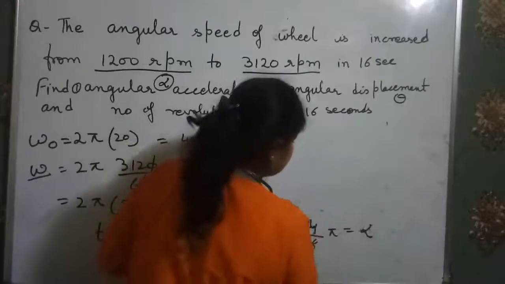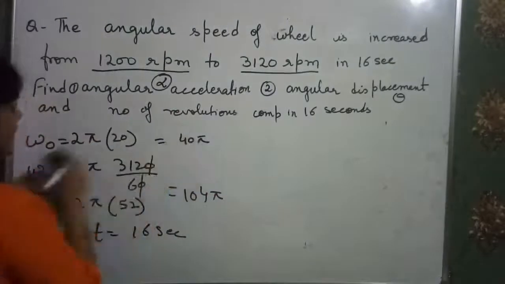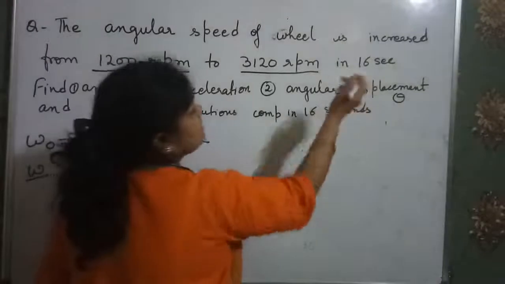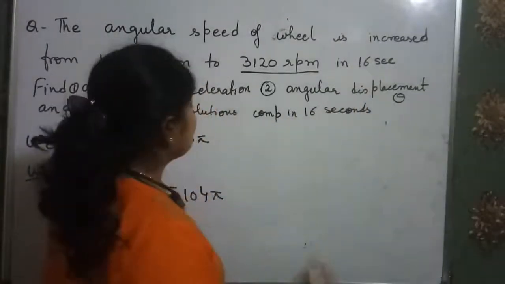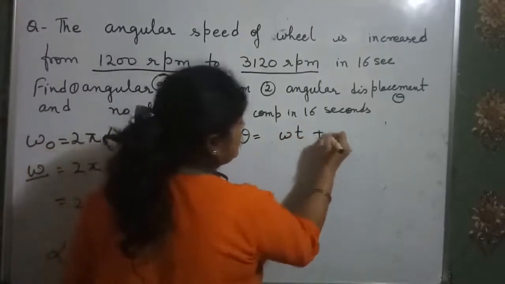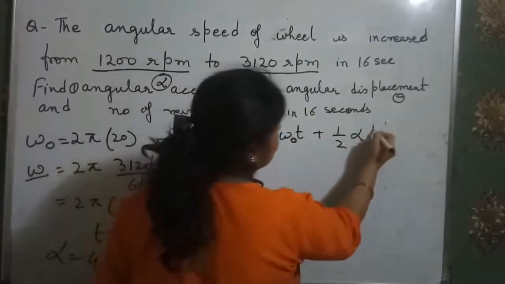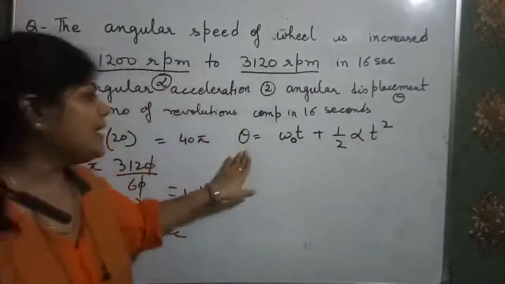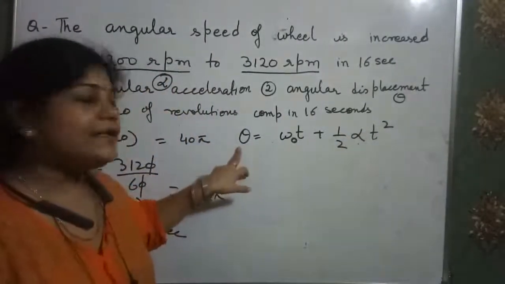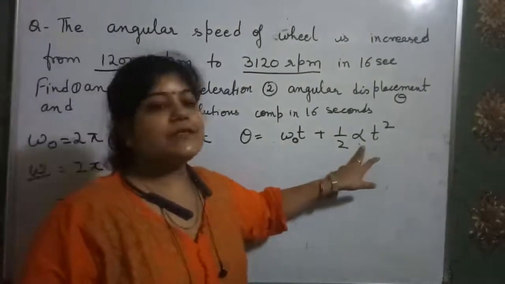Now the next thing which we have to find, so the value for angular acceleration is 4 pi. Now angular displacement, which is theta. Now we have the equation theta is equal to omega 0 t plus half alpha t squared. We have the formula S is equal to ut plus half at squared. In place of S we write theta. In place of initial velocity we write omega 0. In place of acceleration we write angular acceleration, that is alpha.